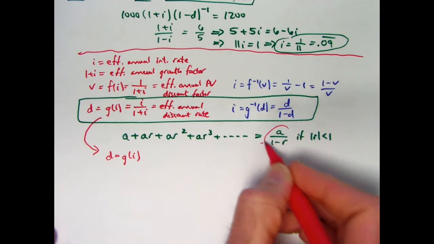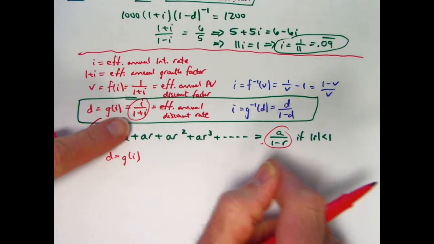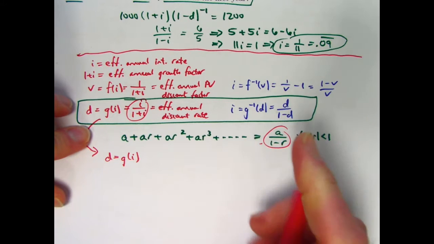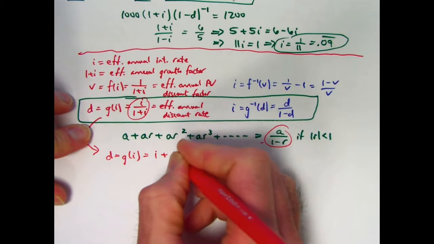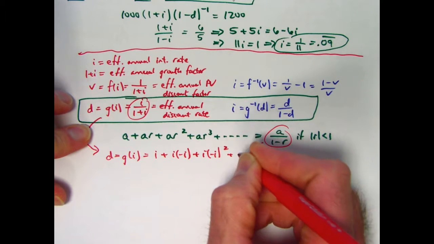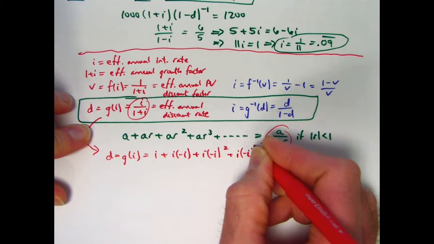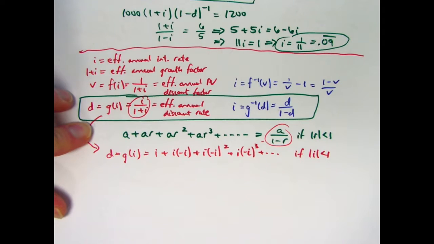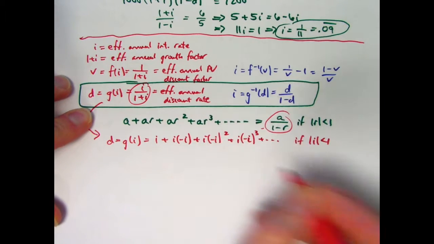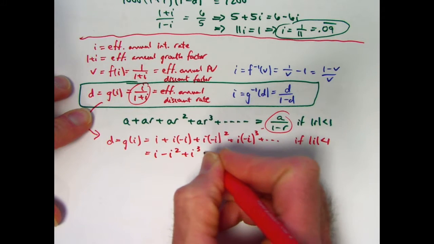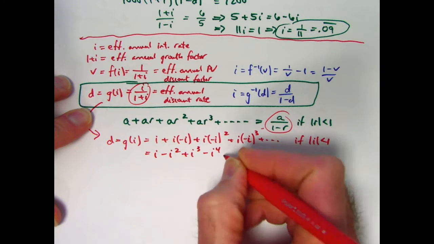Well, compare this expression with this expression. They would be the same if you replace a by I and r by negative I. So go ahead and do that. Replace a by I and r by negative I, like this. And you will get that g of I does equal what I'm writing here if the absolute value of I is less than 1, which it always is in all real-life situations. And that simplifies to I minus I squared plus I cubed minus I to the 4th, etc.